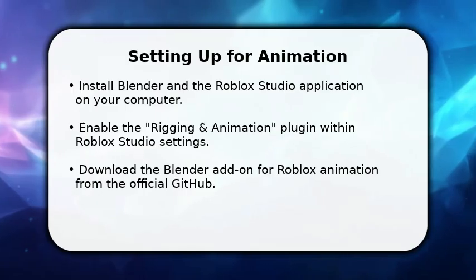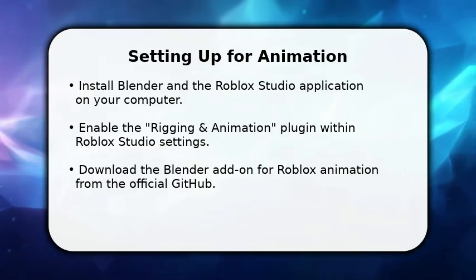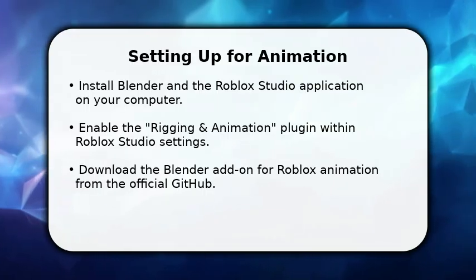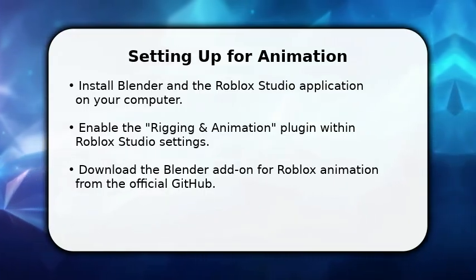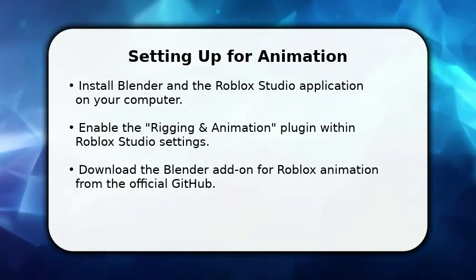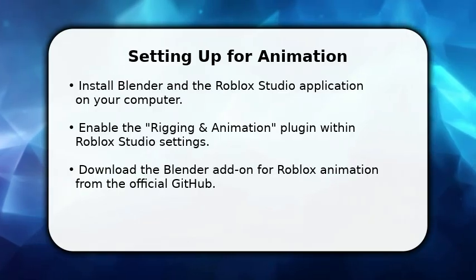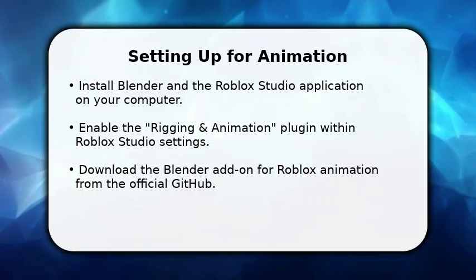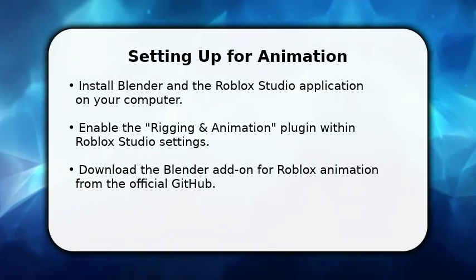Enjoy the video. In this video, I will explain how to use Roblox Blender animation. First, ensure you have both Blender and Roblox Studio installed on your computer. Next, activate the Rigging and Animation plugin within Roblox Studio settings. Then, download the specific Blender add-on for Roblox animation, typically found on GitHub.